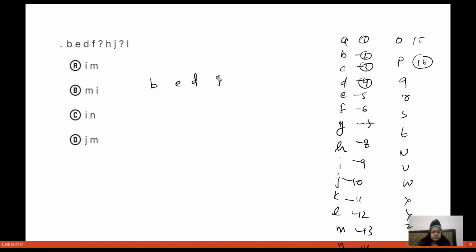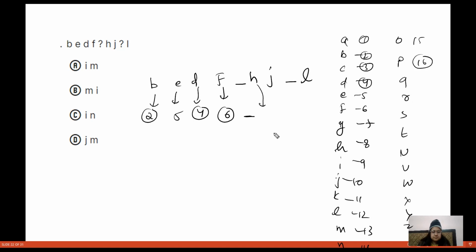So B, E, D, F, dash, H, J, dash, L. Okay, so B is 2. E is 5. D is 4. F is 6. This dash we don't know. H is 8. J is 10. Then we have this dash again, and then we have this L. L is 12. Okay, so do I see a sequence 2, 4, 8, and so then this should be 10?